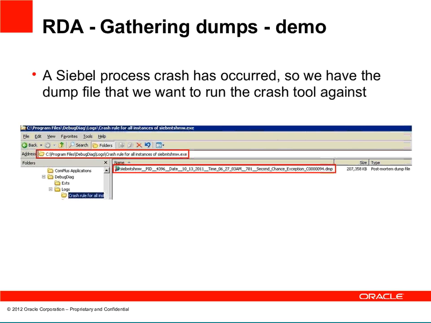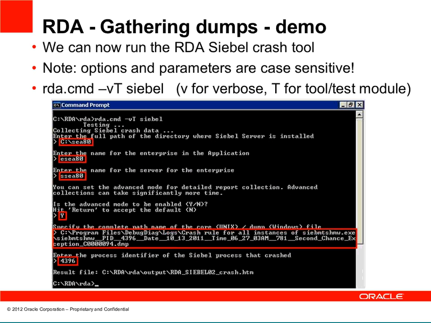The scenario is we've got this dump file that was generated, and we want to be able to point RDA towards that to perform the gathering process. So this is the screenshot of the command line of running the tool. A specific point to note, which is very critical, is that all of the options and parameters for RDA are case sensitive. The way to run the Siebel crash tool specifically is to specify the standard RDA command, and then the option is -v for both, and a T for tool or test module, and we're telling it we want it to run the Siebel tool, basically.